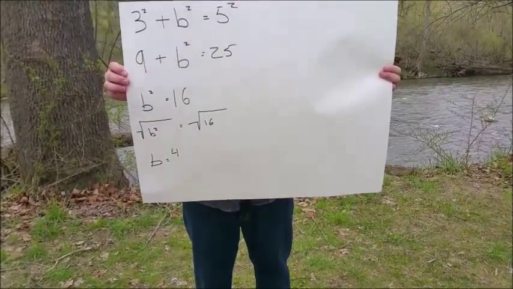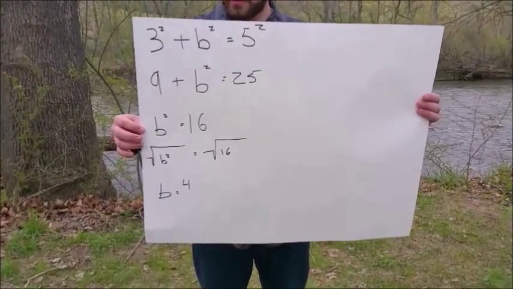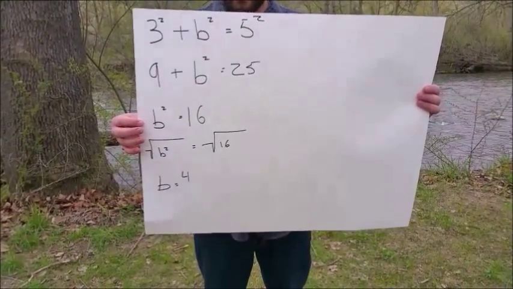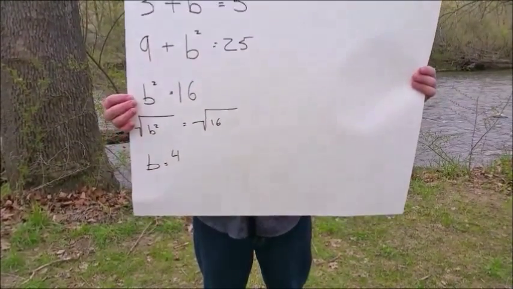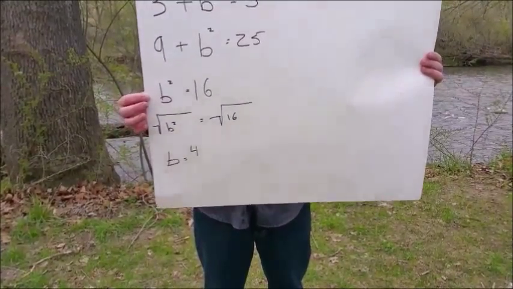So you got the square root of 16 and the square root of b squared. Now the square root will cancel out the squared in the b, and then you find out what the square root of 16 is, leaving you with b equaling 4.